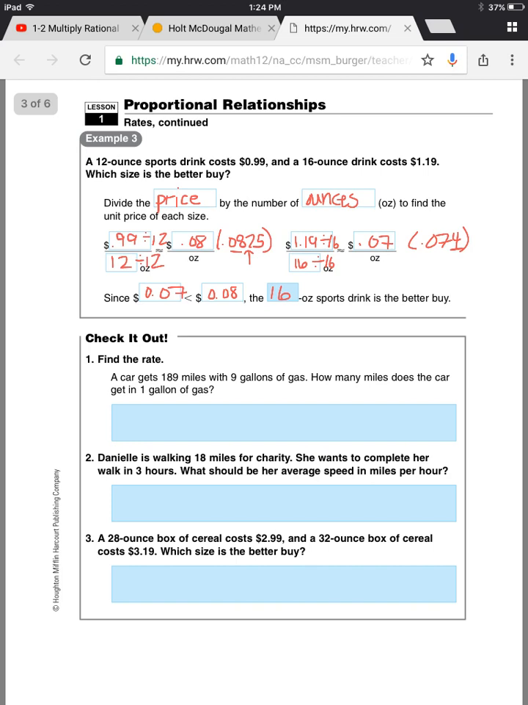So do your check it outs, and as long as you set up the problem and you can show that you know you divide by the denominator, you can use a calculator once you get to this point. So you need to show me this work on all of them, and then you can use a calculator.